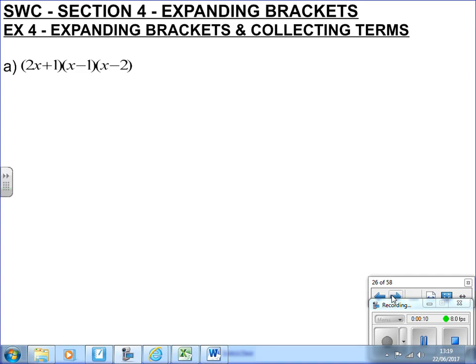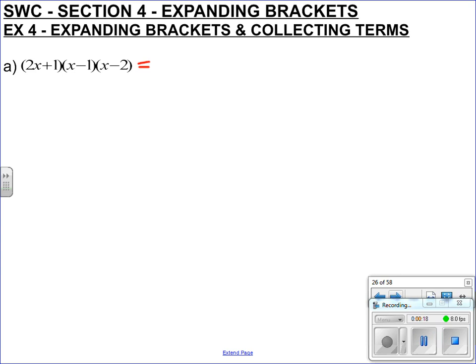Hi everyone. Section 4 then, expanding brackets and collecting terms. If you're having trouble with this, there's no hard and fast rule here. I get asked a lot, is there a method for this, or which one should we multiply first, and that kind of thing. I know it's not very helpful, but it all comes with experience.